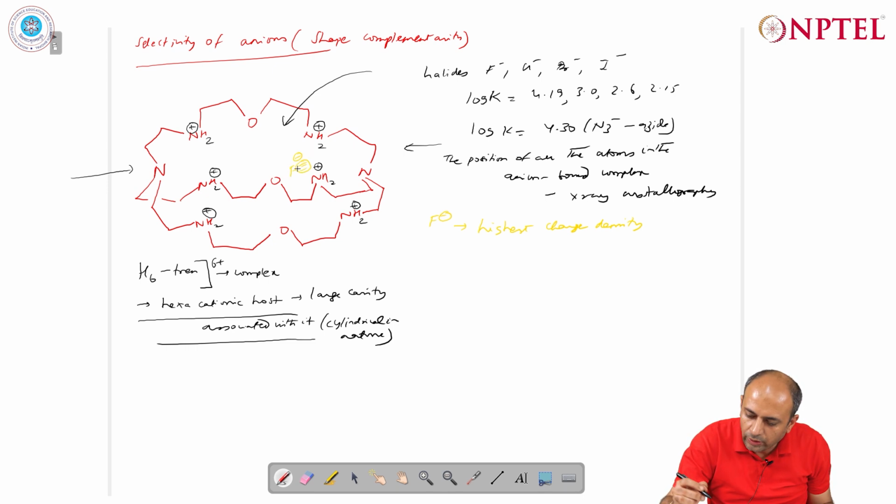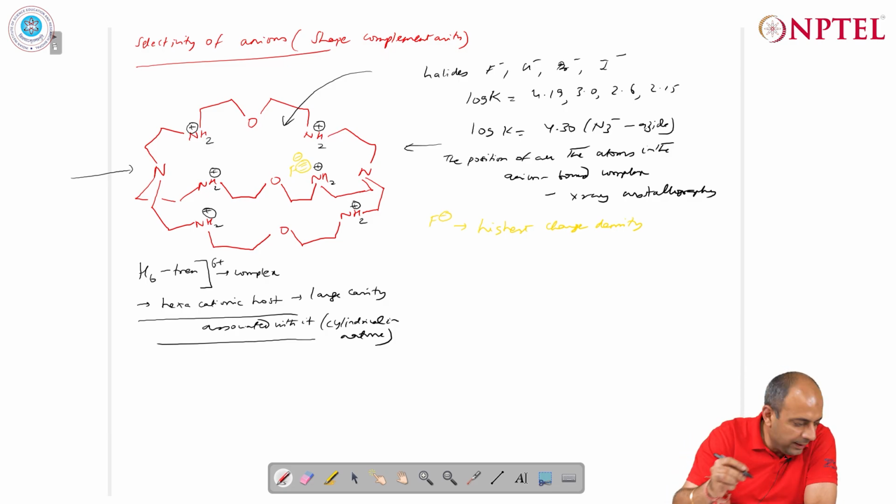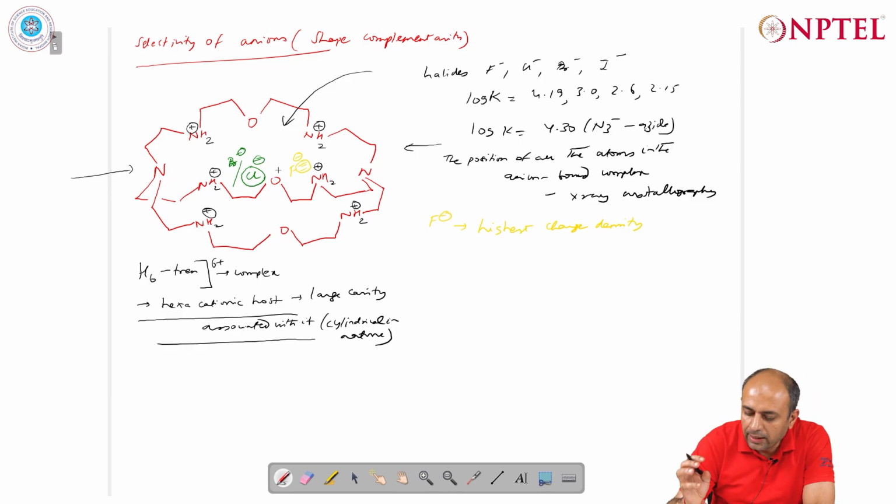This is the position of fluoride, whereas in the case of chloride it is positioned more at the center. In the case of bromide also it is more or less positioned in the vicinity of the chloride. So, bromide and iodide being larger in size are able to get accommodated more towards the center of the cavity, whereas the fluoride is more towards one side. That means there is unsymmetrical binding or bonding in case of fluoride.